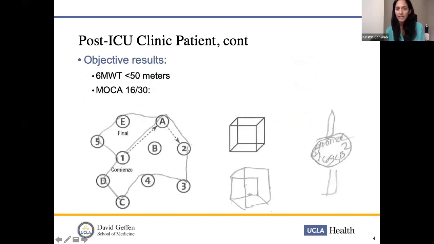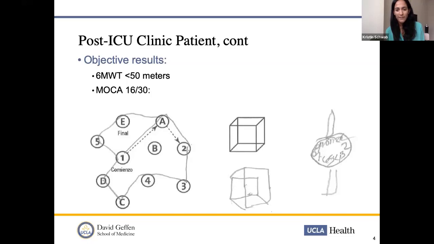Now, going to his objective results in our clinic, we do many of the same screening tests that Dr. Butcher had mentioned. We found that his 6-minute walk test was severely reduced. He was able to walk less than 50 meters. And then his MoCA correlated with moderate cognitive impairment, with a score of 16 out of 30.